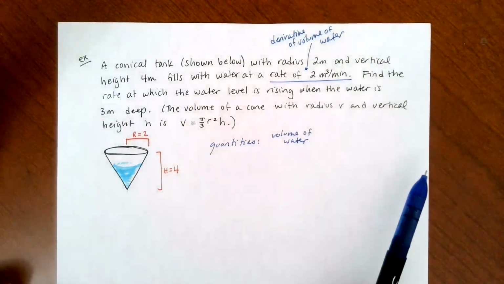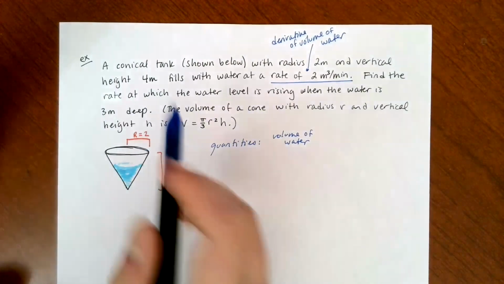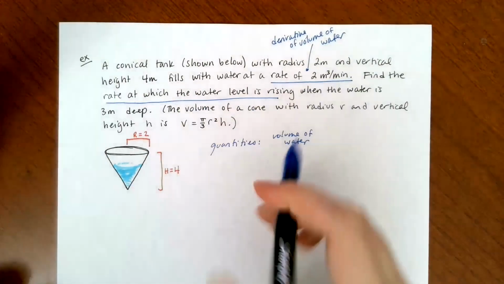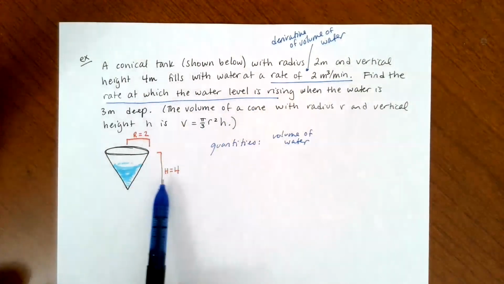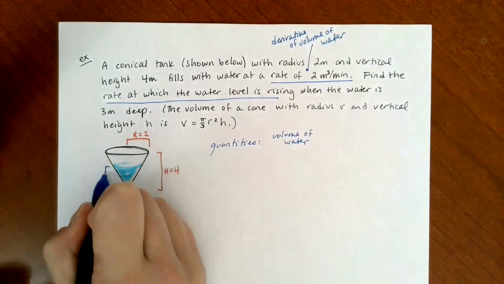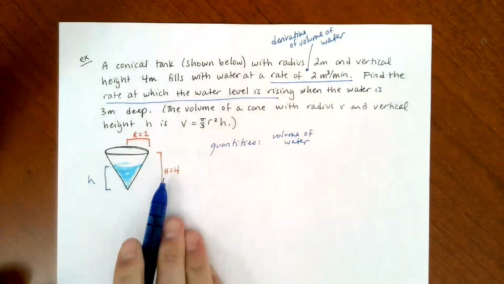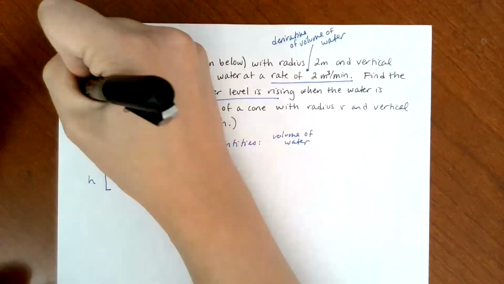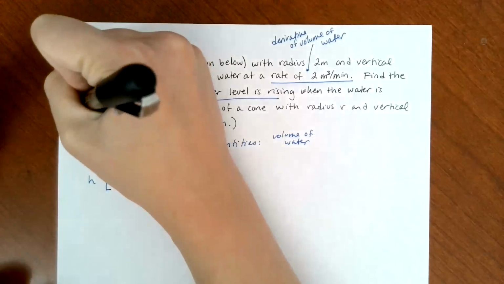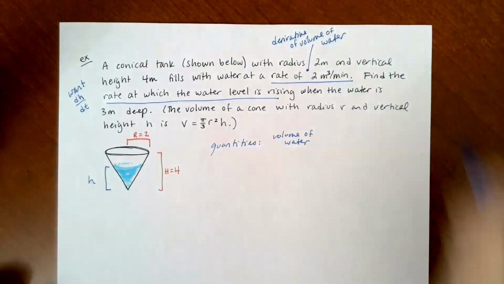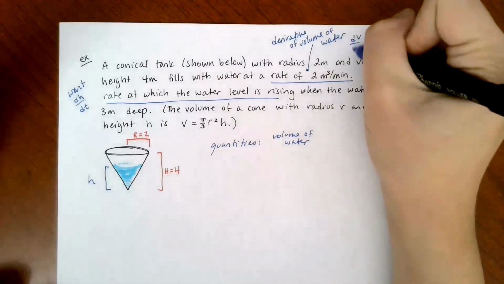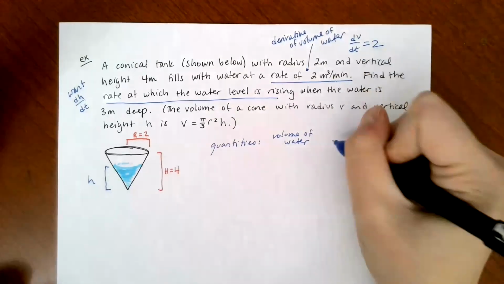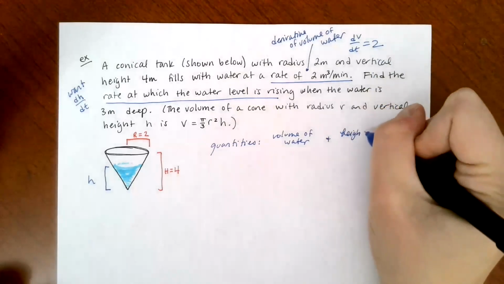Okay, and then we want to find the rate at which the water level is rising. So we want the derivative of the height of the water. So that's not the height of the whole tank. That would be this height here. We'll say big H for the whole tank and then little h for just the water. So what we want is dh/dt, and they gave us that dV/dt is 2. So that tells me that the height of the water is the other quantity because its derivative is involved.